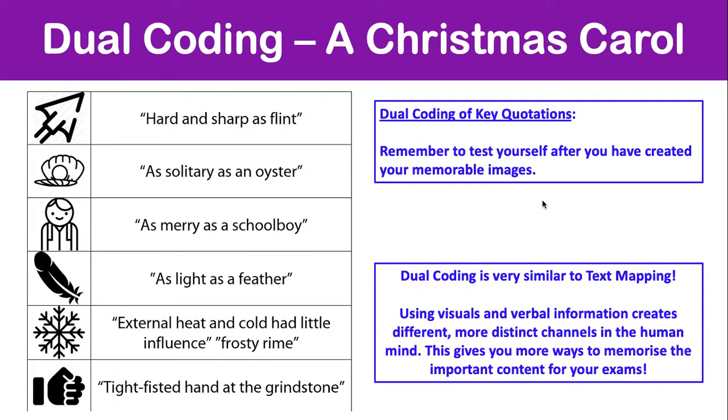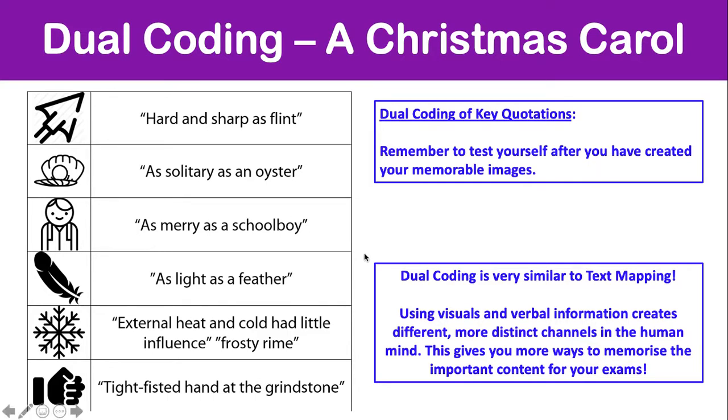Another way of doing it is for using it for key quotations. So using a particular image or picture to represent a quote. Now, quotes are really difficult to learn in English. So students, by using particular images, maybe just give them that memory and give them that flashback of that particular quotation. So, for example, that lovely little picture there of the schoolboy, which represents 'as merry as a schoolboy', representing Scrooge in stave 5 of A Christmas Carol.